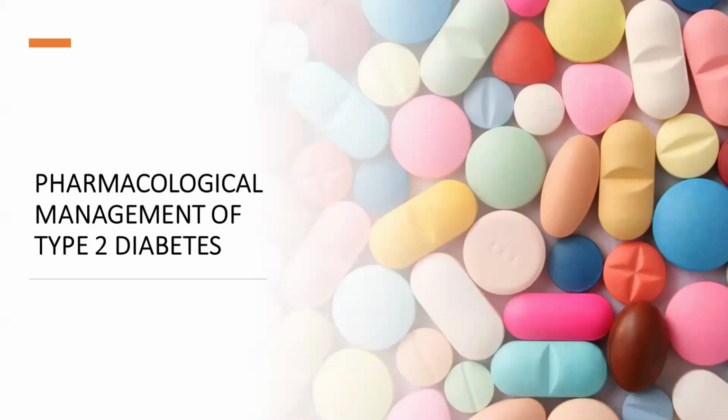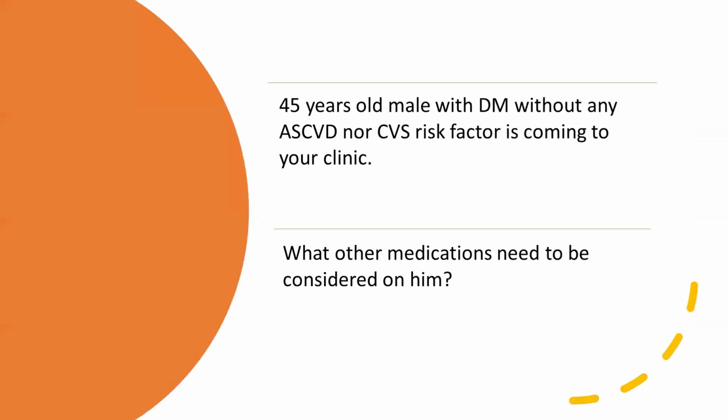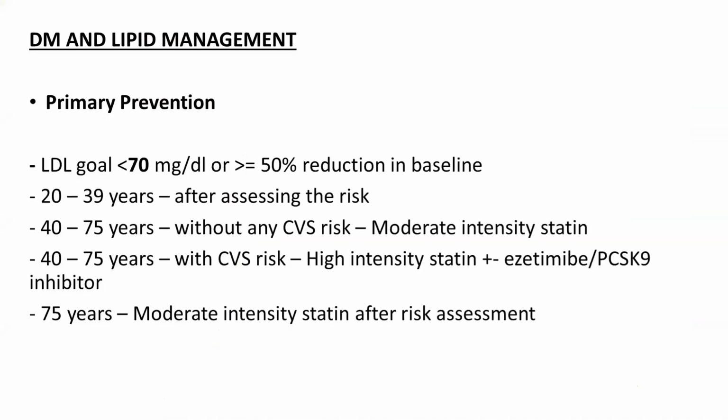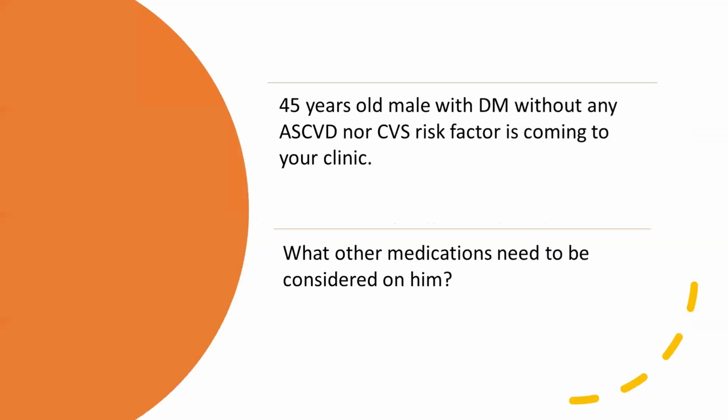Can you go back to the slide, the risk assessment? There, primary prevention, right? So can you show the clinical scenario? Just to give you some more illustration. Here is a 45 year old male with diabetes without any cardiovascular risk, right? No risk factors, no atherosclerotic cardiovascular disease, no history of heart attacks. Atherosclerotic cardiovascular diseases are TIA, myocardial infarction, PVDs, stable angina, unstable angina. So this will be categorized into ASCVD and CVS risk factors.